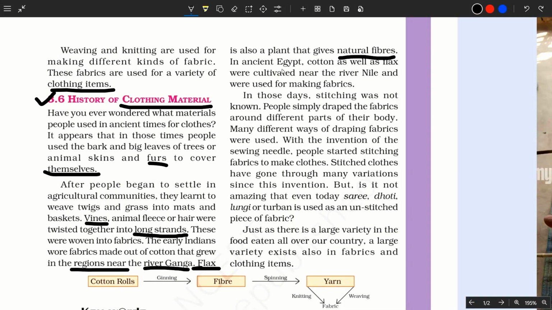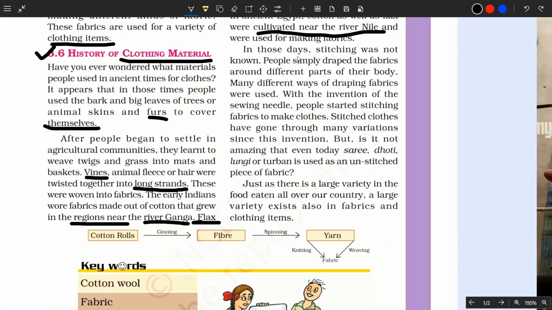In ancient Egypt, cotton as well as flax were cultivated near the river Nile and were used for making fabrics. In the earlier days they had not invented jute, so they used cotton as well as flax cultivated near the Nile. In those days, stitching was not known. In the earlier years they did not know how to stitch clothes. That came nowadays.